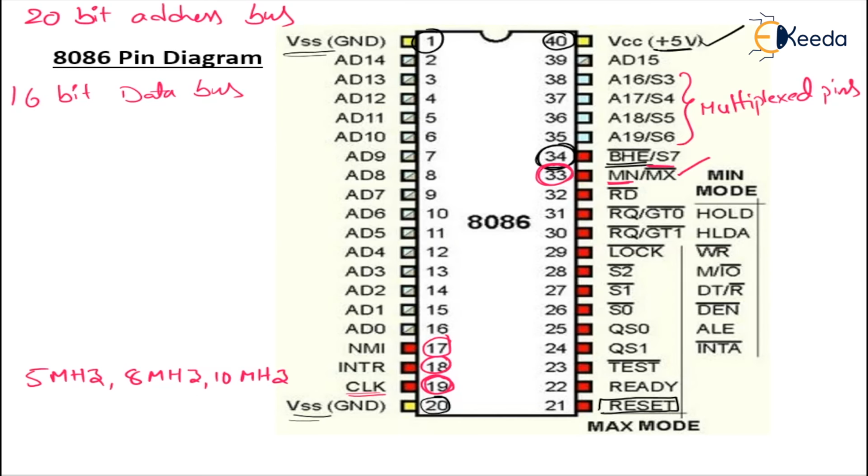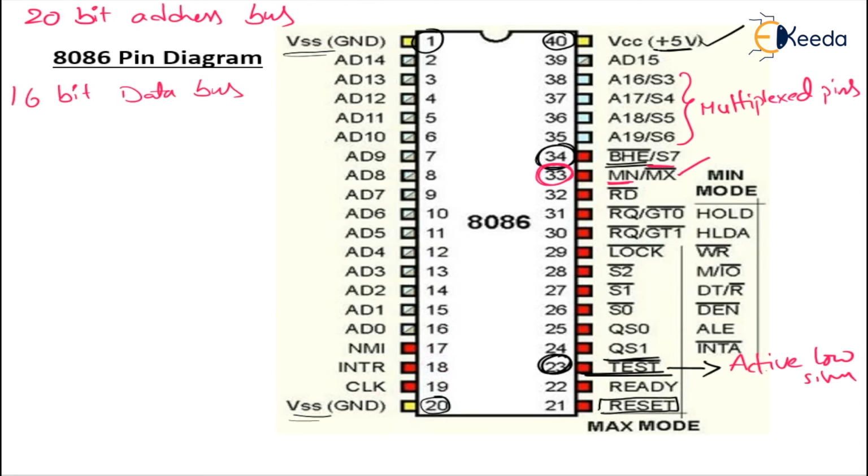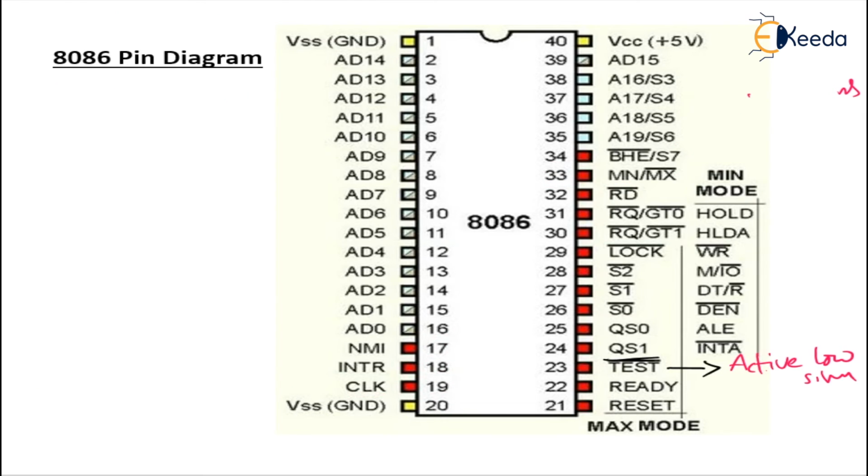Next, TEST, pin number 23. See, pin number 23 is TEST. Remember, it also has a bar, so it is also an active low signal. Active low signal. Dear students, please pay attention. This is very important. Now, what is meant by the TEST signal?